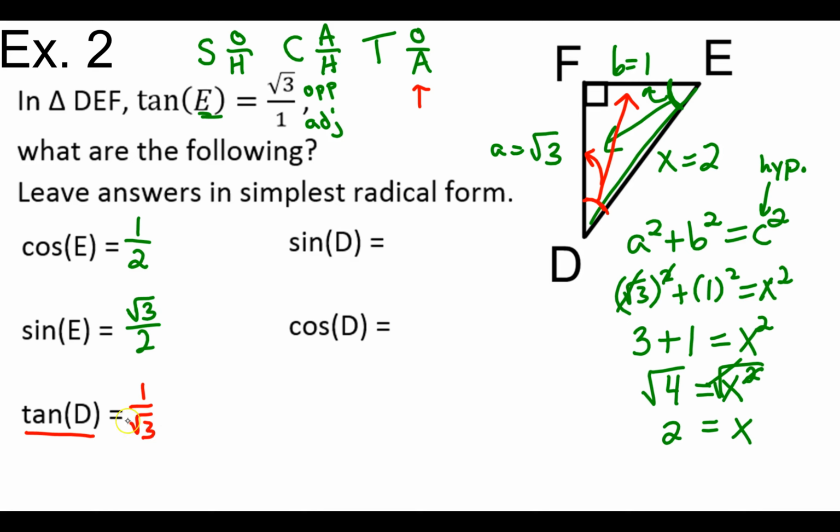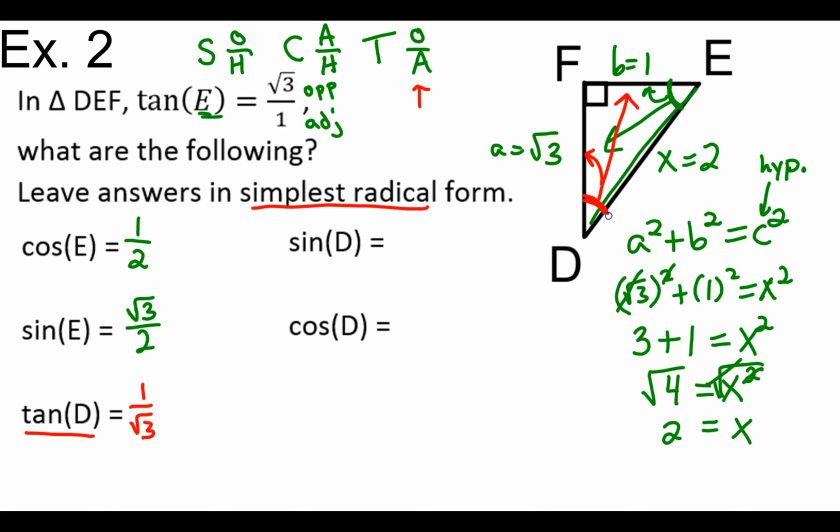Now technically this is not what we call simplest radical form. But we're going to leave it like this and come back to it. I want to finish getting the rest of these answers and then we'll change that to the way that we need to. All right, so next one, sine of D.